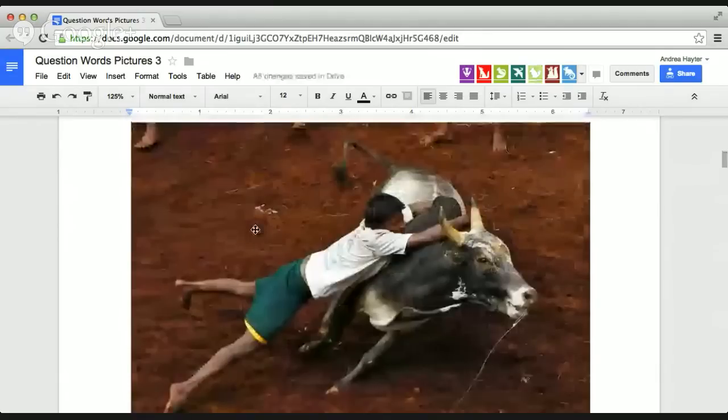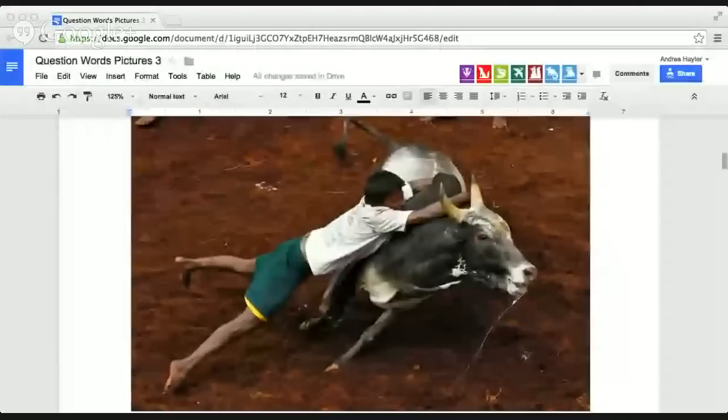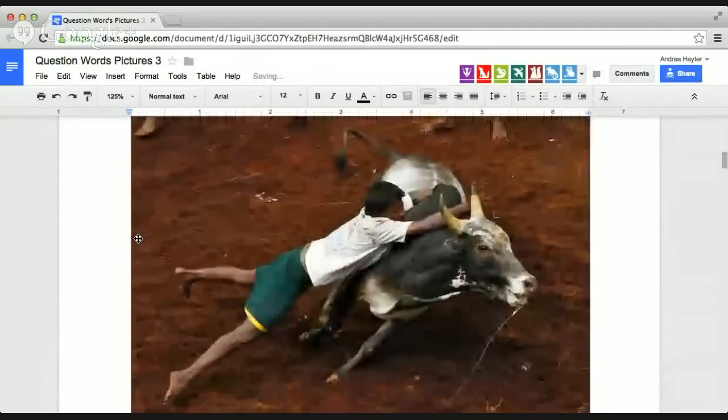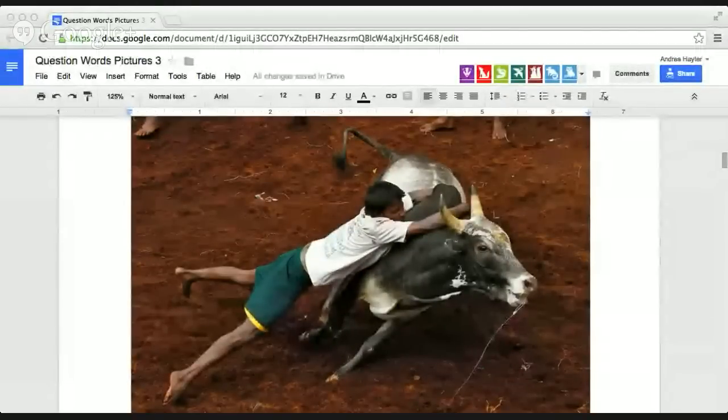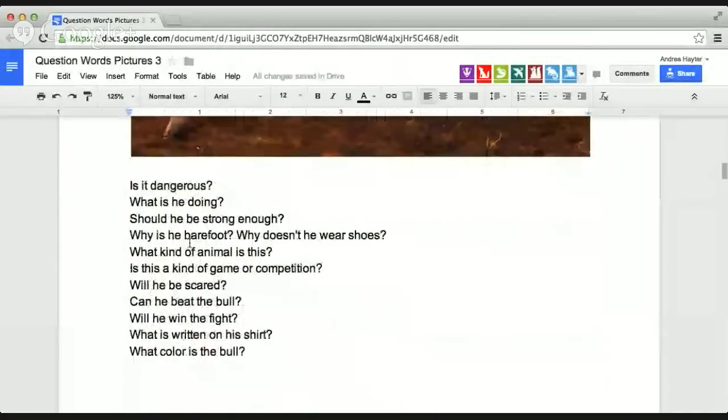Other questions about this? Go ahead, please. What is the bull color? I would say, what color is the bull? What color is the bull? Yes. Looks like it's gray and white. Okay. I think Marcel had another question too. Is he putting his life in risk? Okay. Is he putting his life at risk? At risk, okay. Yes.